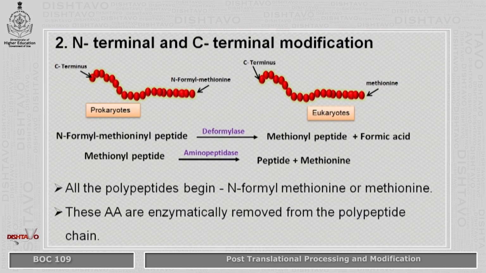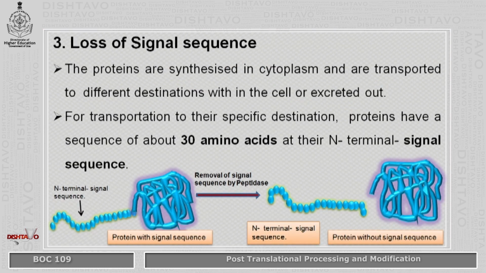The second type of modification is N-terminal and C-terminal modification. All the polypeptides in both prokaryotes and eukaryotes begin with N-formyl-methionine or methionine respectively. These amino acid residues are removed by enzymatic action, that is, deformylase removes N-formyl-methionine from the polypeptide chain and aminopeptidase removes the methionine from the polypeptide chain. In addition to these residues, some more residues from the N-terminal and C-terminal side are also removed by enzymatic action.